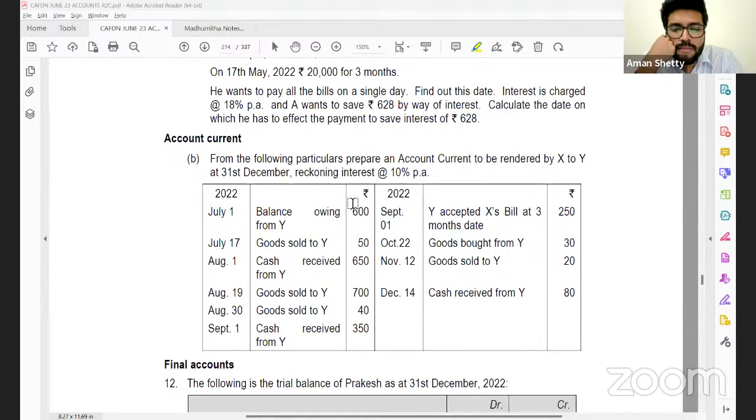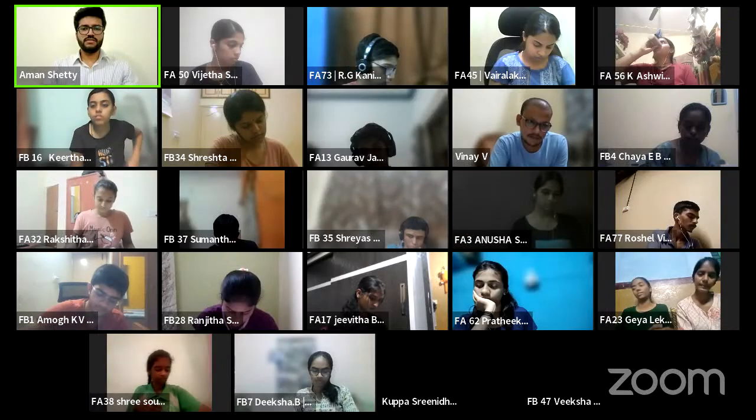Now, balance owing from Y 600, goods sold to Y 50, cash received 650, goods sold 700, goods sold again 40, cash received 350. Y accepted a bill at 3 months date, goods bought from Y, goods sold to Y, cash received from Y. Shall we solve this? Yes. Write down.